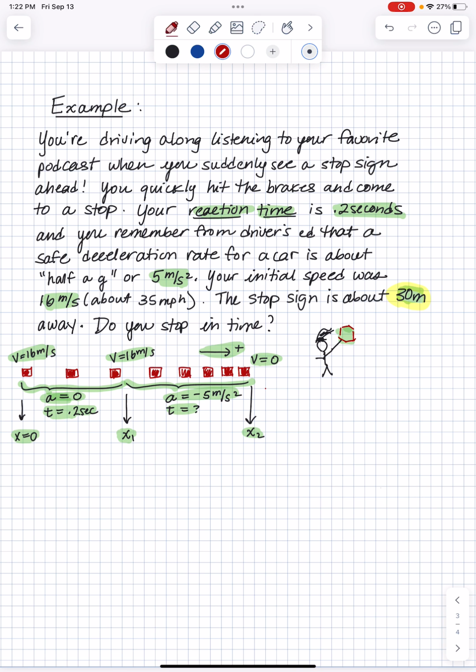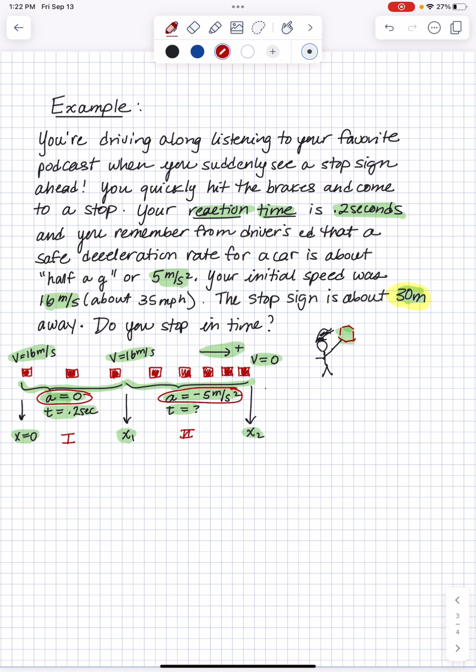So if we think about this as two phases, we have phase 1, where the acceleration is 0, and then we have phase 2, where the acceleration is negative 5 meters per second squared. What's important in using these kinematics equations is that when your acceleration changes in the problem, you can't just treat it as one thing. You have to phase it into different parts, so your equations are using the acceleration that goes with that part of the trip.